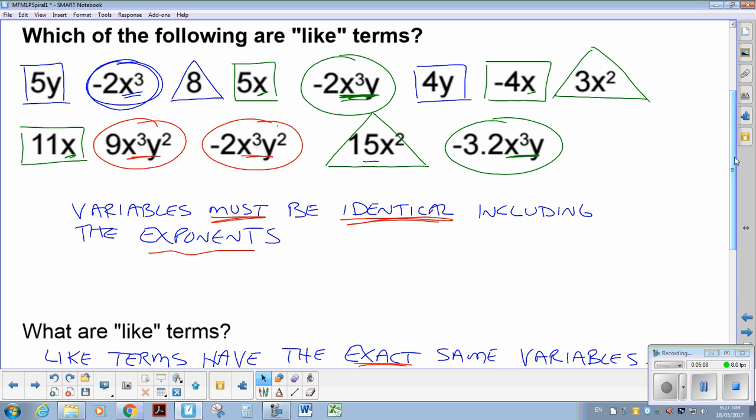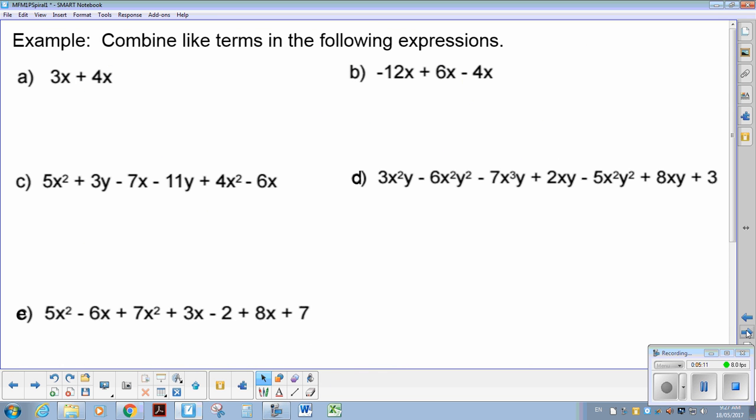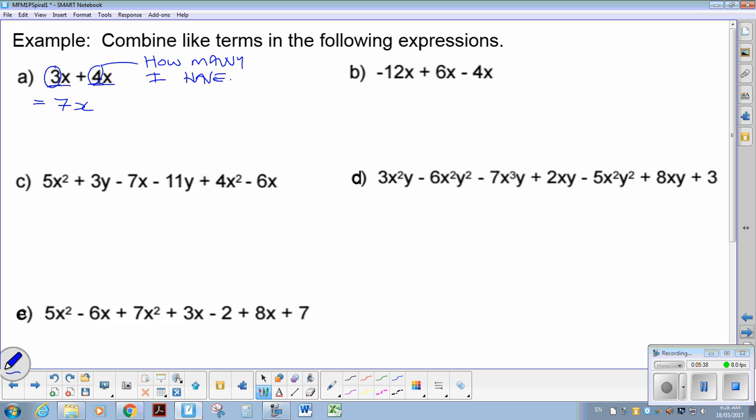All right, let's try some examples then. Combine the like terms in the following expression, so we can put them together. Think of it as I have 3 x's, or say 3 apples, and I get 4 more apples. So the coefficient out front just tells me how many do I have. I have 3 and 4, so that means I have a total of 7 x's. All right. The next one, B part.